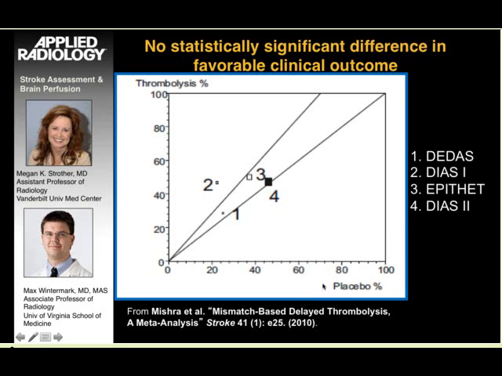Results from the 4 mismatch-based trials which have been published are plotted here. The line bisecting the graph here is no benefit over placebo. The size of the squares corresponds to the number of patients in the study.